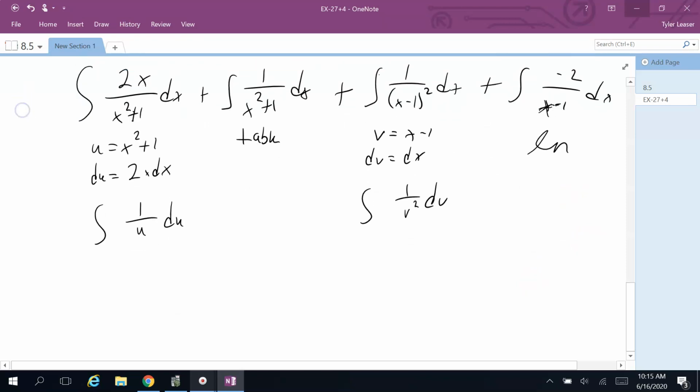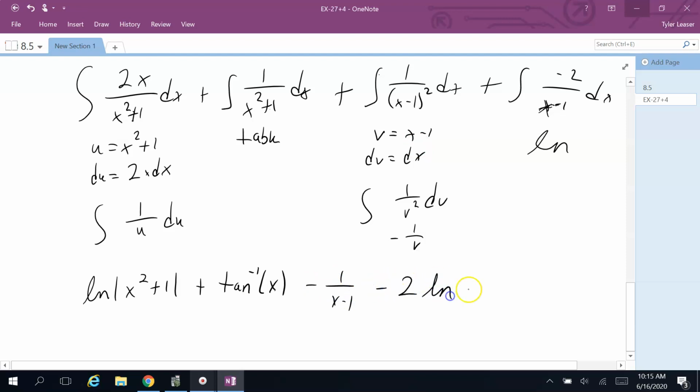Okay, going back to the beginning. For this first one, the antiderivative of 1 over u is just natural log of the absolute value of u, but don't forget the u for this one was x squared plus 1. All right, plus, remember this one we said was from the table, that's tangent inverse of x. This one is going to have antiderivative of negative 1 over v. Remember, v was x minus 1, so it's going to be negative 1 over (x minus 1). And then minus 2 times the natural log of the absolute value of x minus 1, plus c.